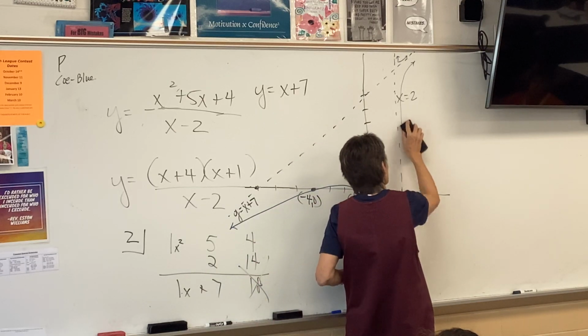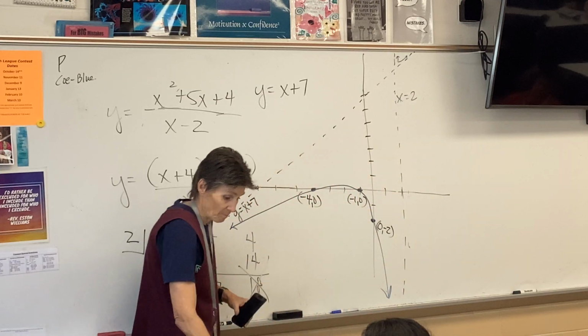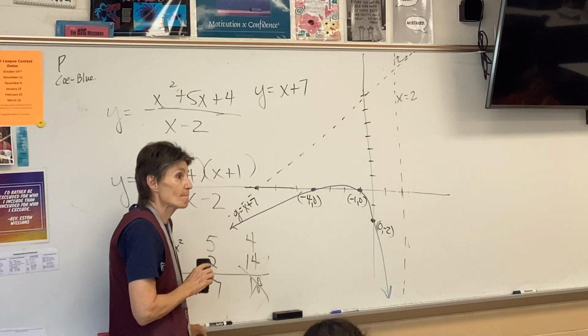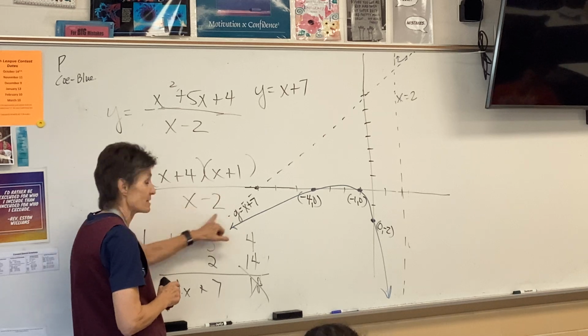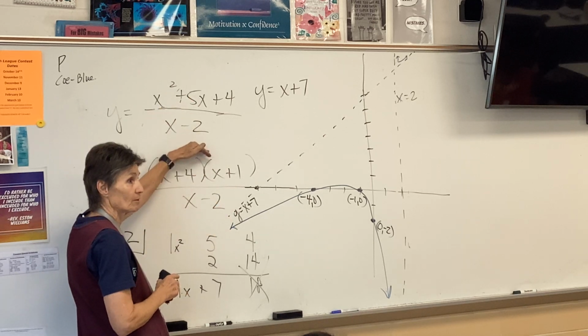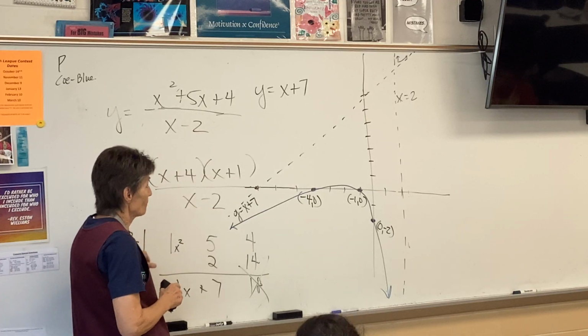All right, let's let that digest a minute, because we're going to finish with one more of those. Number 7. I'm dividing my numerator by my denominator. So that 2 came from there.